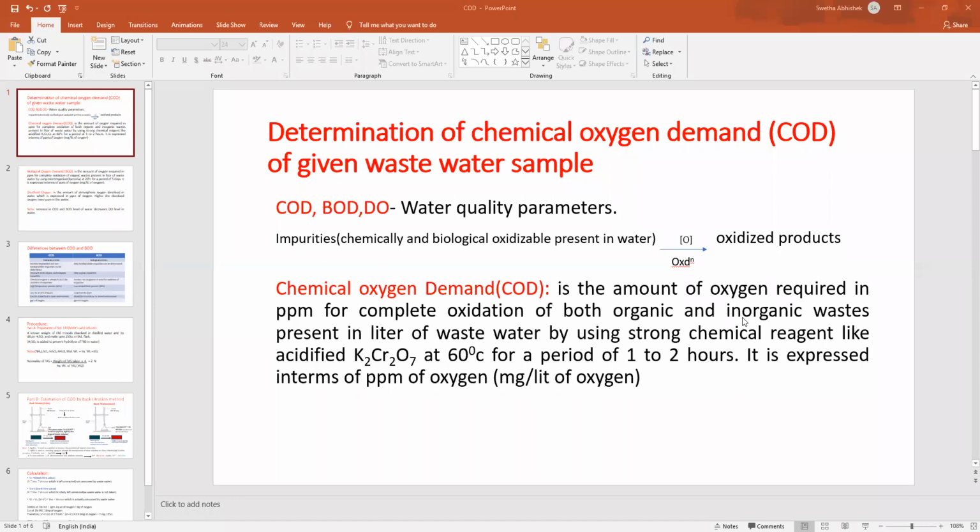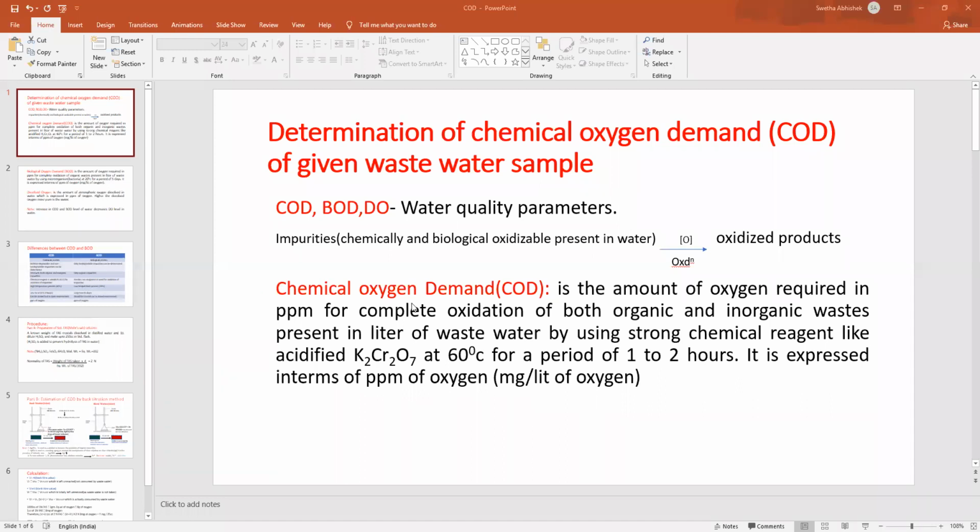And what is the unit used to express chemical oxygen demand? Since it is a water quality parameter, it is always expressed in terms of ppm. What is ppm? It is milligram per liter. But COD is expressed in terms of the amount of oxygen, which is to be calculated in ppm. Therefore, what is the unit of chemical oxygen demand? It is the ppm of oxygen. It is expressed in terms of ppm of oxygen or in terms of milligram of oxygen per liter of wastewater.